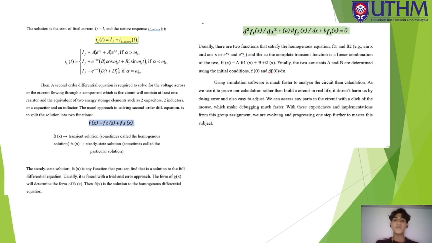Using simulation software is much faster to analyze the circuit than calculation, as we use it to prove our calculation rather than build a circuit in real life. It doesn't harm us when we make errors and it is also easy to adjust. We can access any part of the circuit with a click of the mouse, which makes debugging much faster. With this experience and implementation from this group assignment, we are evolving and progressing one step further to master this subject. Thank you.